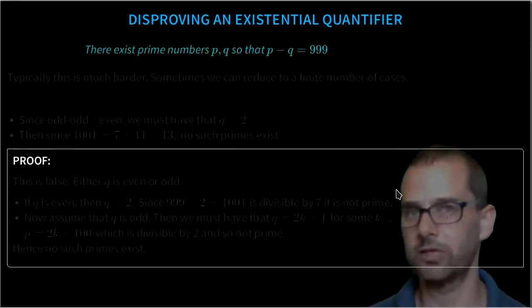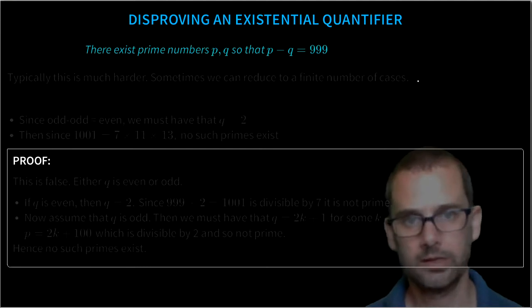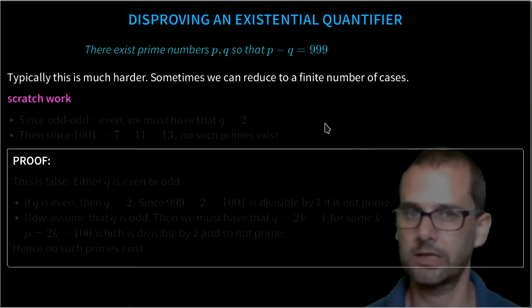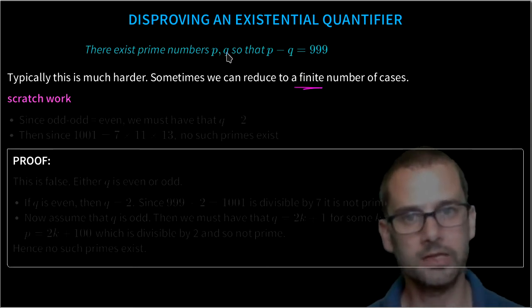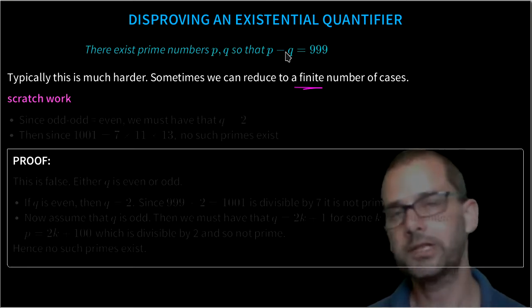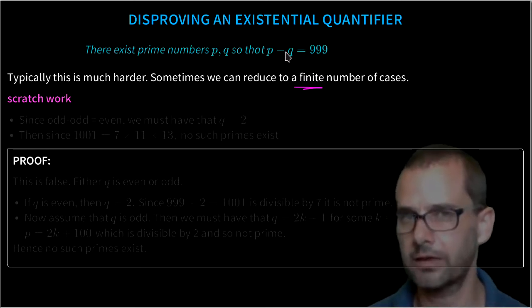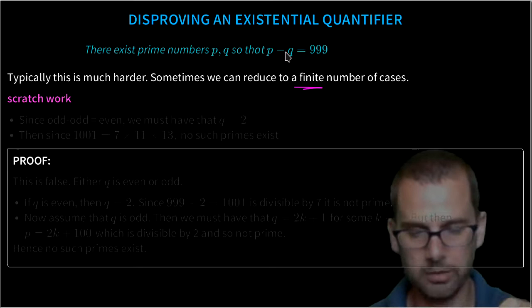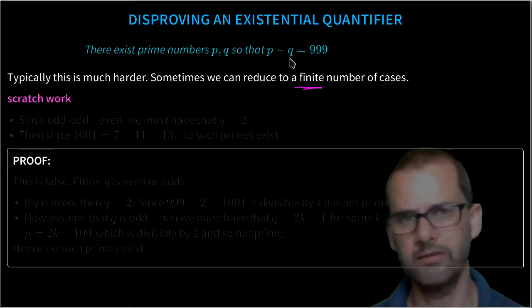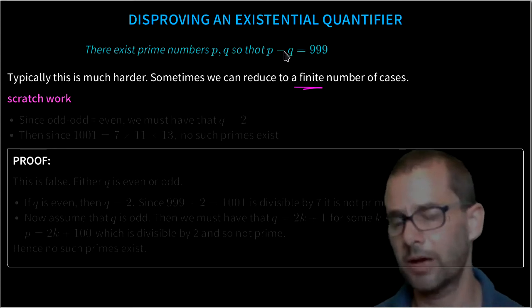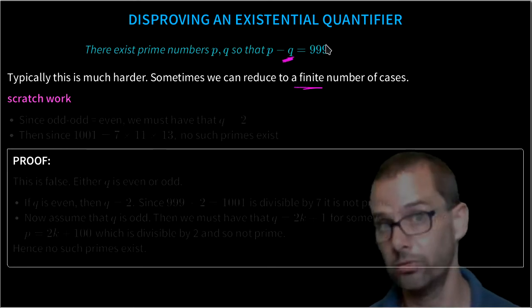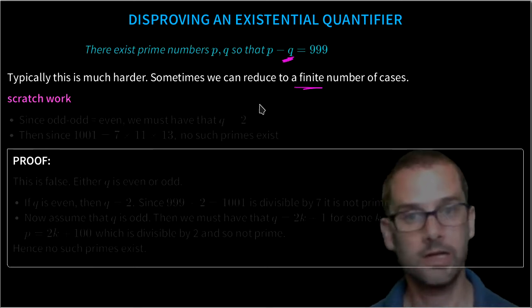Let's look at the existential quantifier, and this tends to be a bit harder. Sometimes we can be lucky, and instead of having to do an infinite number of things, we can reduce the problem down to some finite number of cases. Let's look at this example: there exist prime numbers p and q so that p minus q is 999. If we start thinking about odd and even, we can leverage the fact that an odd number minus an odd number gives an even number. That suggests that one of these two numbers has to be even, and there's only one even prime number, namely 2. So it pays to think about what happens when q is 2 or q is any other prime. That should be our scratch work.